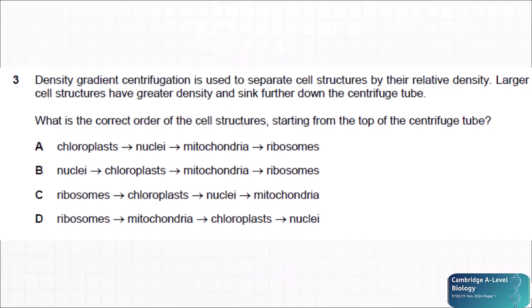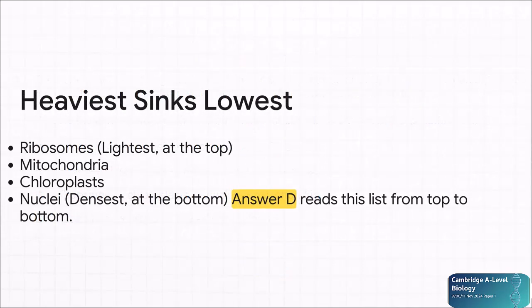So let's break it down. Who's the heavyweight champion of the cell? That's the nucleus for sure, so it sinks right to the very bottom. Next up, a bit lighter, are the chloroplasts. Then come the mitochondria. And floating at the very top, like tiny little bits of dust, are the ribosomes. But remember, the question wants the order from the top down, so we just read our list in reverse. Ribosomes, then mitochondria, then chloroplasts, and finally, at the very bottom, the nucleus. That sequence lines up perfectly with option D.